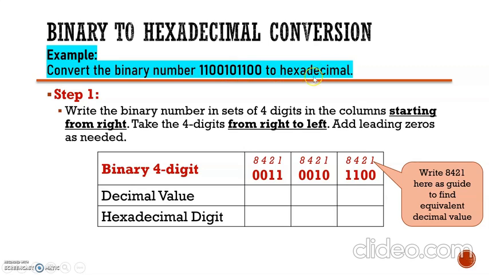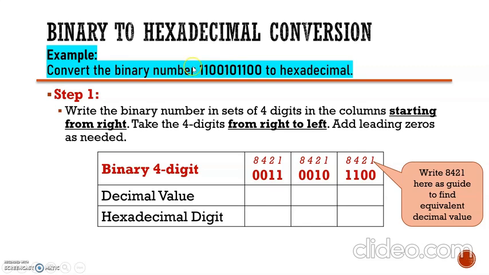Example: convert the binary number 1100101100 to hexadecimal. If you count here, we have 10 digits of binary number. The first step is to write the binary number in sets of 4 digits in the columns here, starting from the right, meaning fill the right column first. Take the 4 digits from right to left. This is the first 4 digits: 1100 is going to go in this column here.